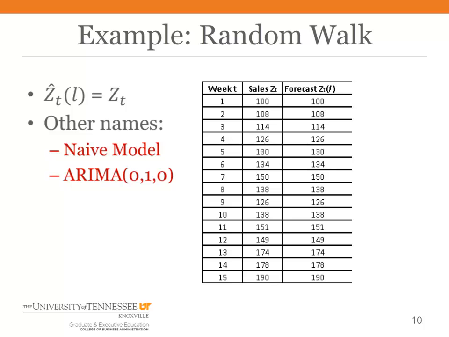Mathematically, the way you say that is Z hat sub t, the forecast that you make in week t, let's suppose week t is 7, for L periods into the future, it's just Z sub t. So in week 7, the forecast that we make is 150, or the value of the sales for week 7. And that forecast is used for all future weeks until next week, week 8, when we update it.